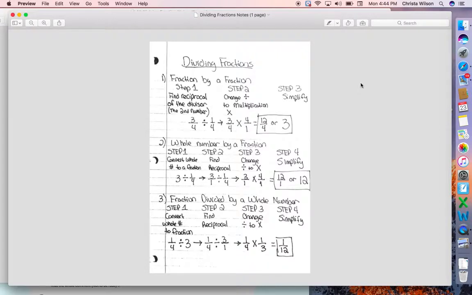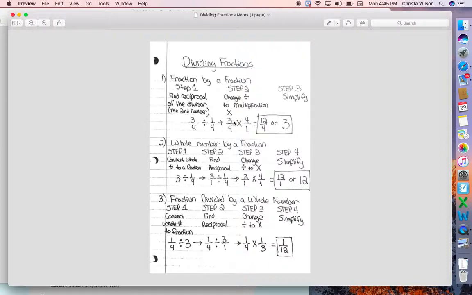Okay, dividing fractions. In dividing fractions, it's basically the same principle as multiplying, but we do something called finding the reciprocal, which is mainly we just flip it. So here we have 3/4 divided by 1/4. I rewrite my 3/4. I change my division sign into a multiplication sign, and then I flip 1/4 or find the reciprocal. We call it in math terms reciprocal. You can just say flip it.